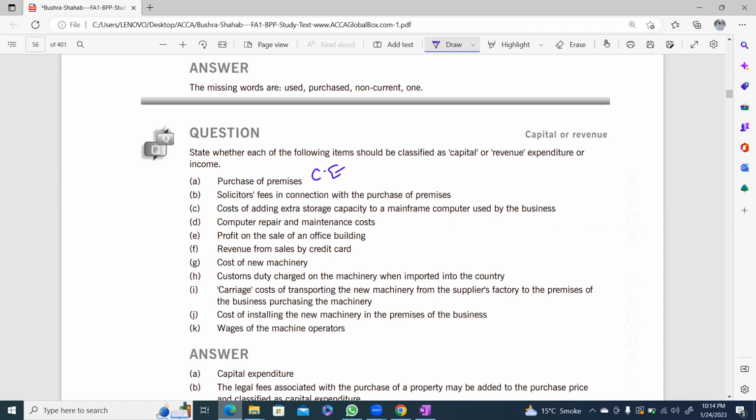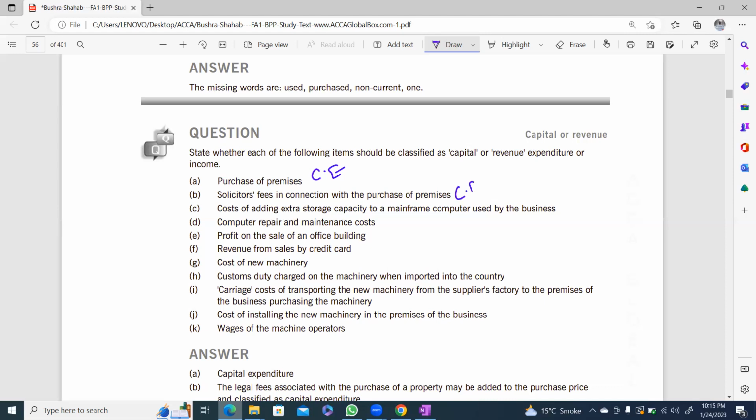Then solicitors' fees in connection with the purchase of premises. Miss, who are solicitors? If you buy a building or a property, you need to pay a commission to the agent. The solicitor is basically the agent in between the two parties, what we call the estate agent over here. The commission that you are paying to the estate agent is the legal fees, so this is also a capital expenditure. Yes, miss, capital expenditure. Okay, miss, I got it.